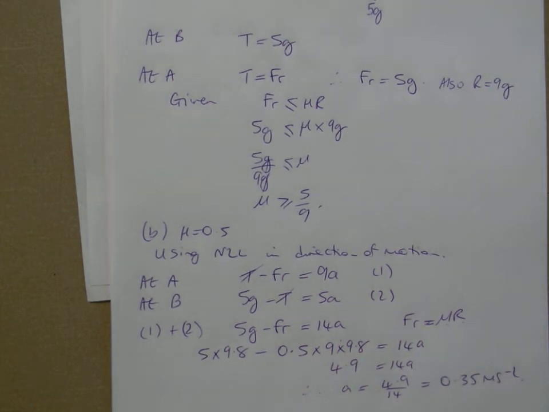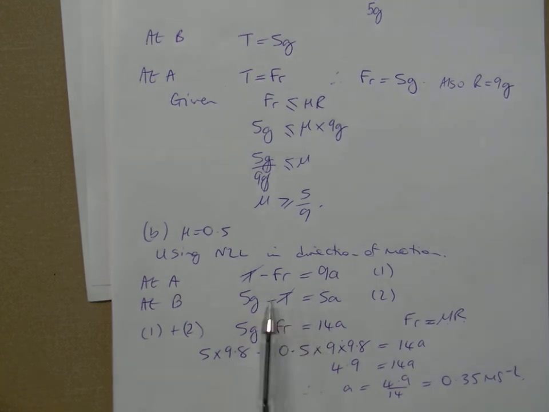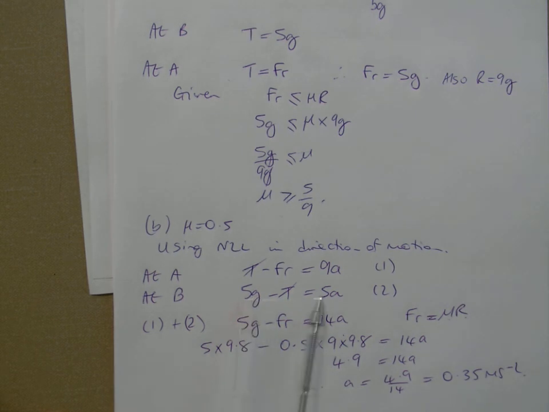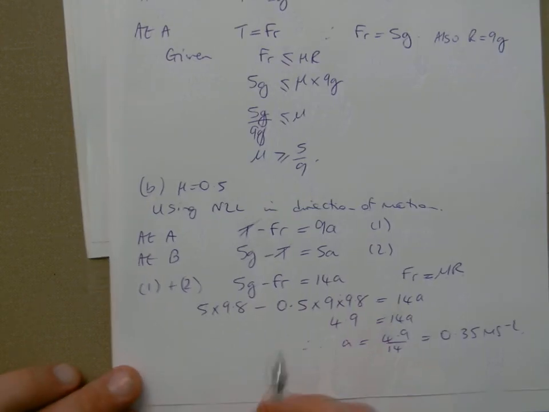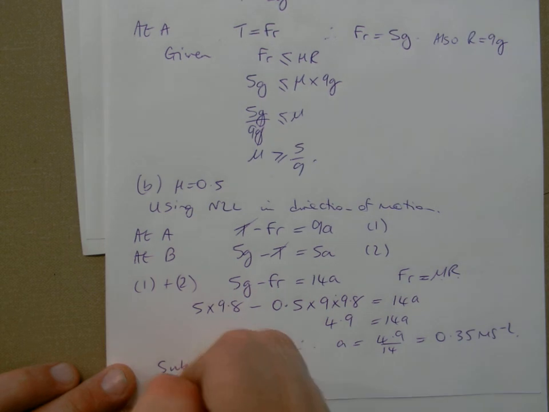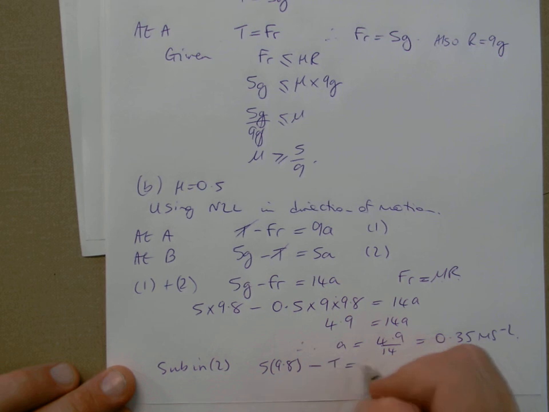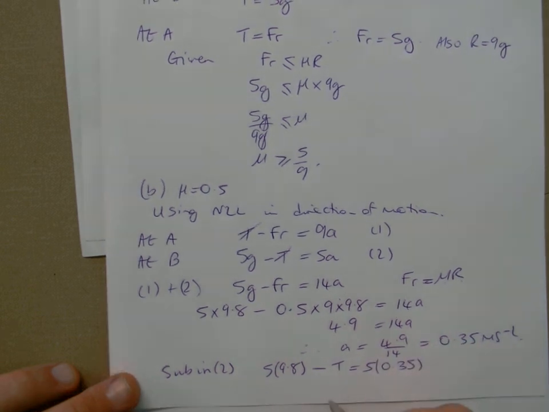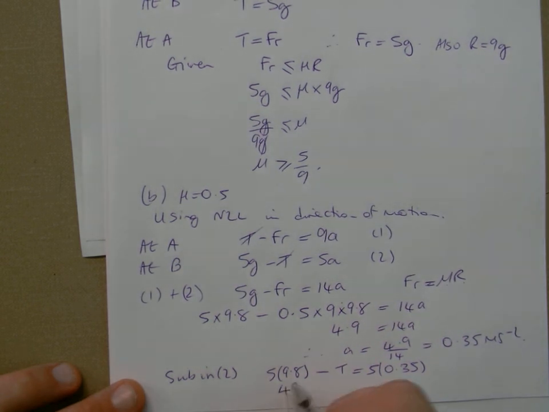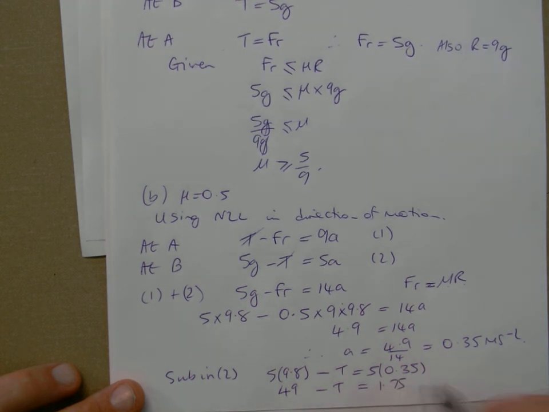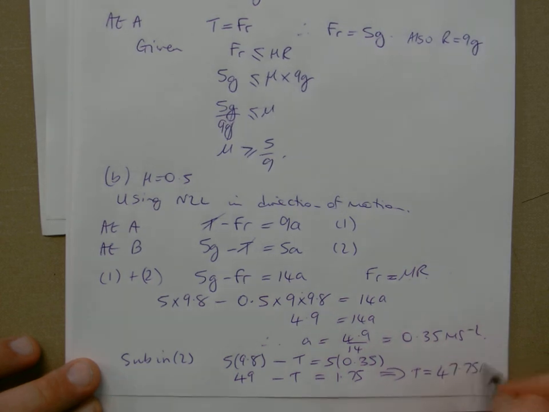All you've got to do to get the tension is sub it into one of these equations. Maybe sub it into the second one here. So sub into 2. You have 5G, 5 times 9.8, take away the tension equals 5 times A, which is 0.35. So that comes to 49 minus T equals 1.75. If you rearrange that, I get the tension to be 47.75 newtons.